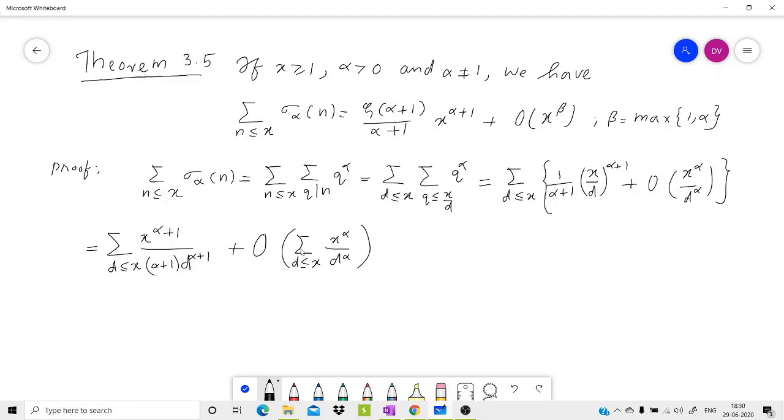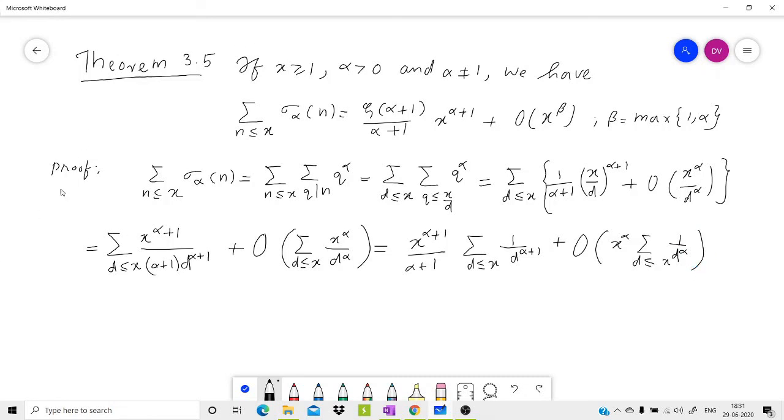Okay, we know that the summation and sigma can be interchanged. So this will be equal to, from this you can take this x raised to alpha plus 1, and from the denominator we can take this alpha plus 1 out. So that will be x raised to alpha plus 1 divided by alpha plus 1 with summation d less than or equal to x, 1 by d raised to alpha plus 1, plus O of x raised to alpha, which can be taken out, then the remaining will be summation d less than or equal to x, 1 by d raised to alpha.